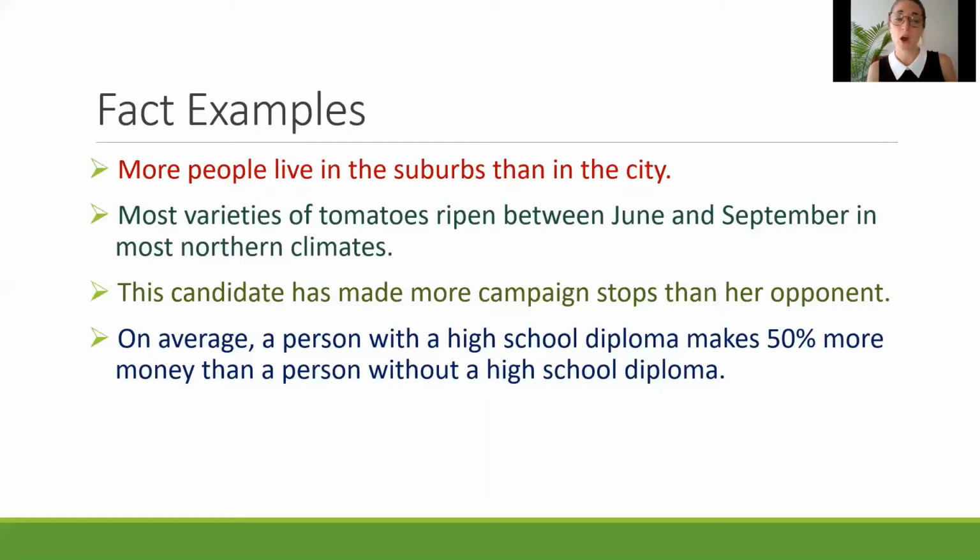And the fourth one, on average, a person with a high school diploma makes 50% more money than a person without a high school diploma. So in this case, we could do a study again and look at evidence, comparing people who have a high school diploma and people who do not, and compare their different income levels. And when we see that, again, 50%, that means it's coming from some sort of study. So we'll be able to find the evidence to back that up.